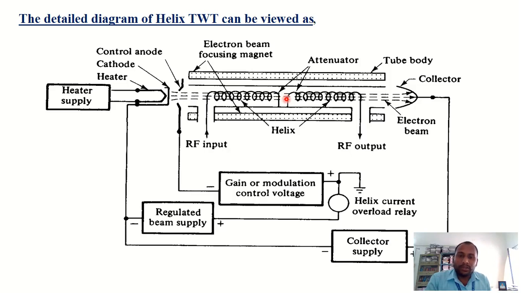Due to that interaction, electrons give up their energy to the field. Due to that, a new field will be generated with amplification, I mean an amplification process. So the signal strength will be more, and the electrons slow down because they are giving their energy to the field, right? So electrons become slow, and those electrons are collected by the collector.